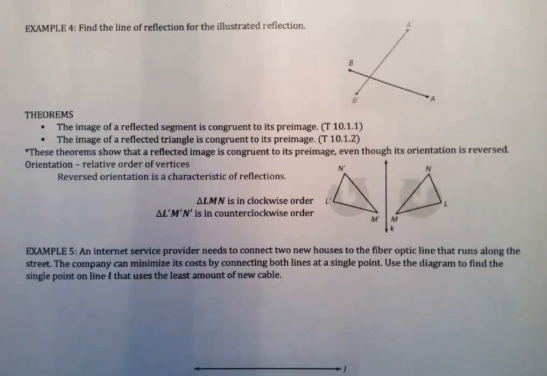I don't know. All right, example 4 says find the line of reflection for the illustrated reflection. So we just have 2 lines. Which one of these is the image and which one is the pre-image? B to the A is the pre-image, yes. And then the A prime, B prime is the image. All right, so, see the prime on there. So we're looking for the line of reflection. Where is the line of reflection?